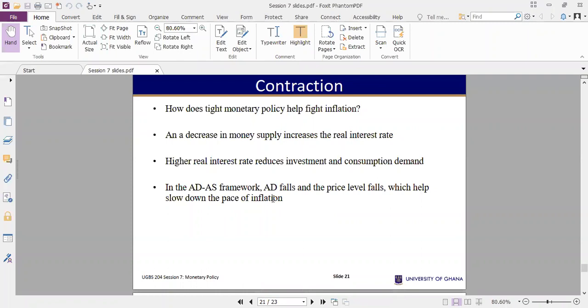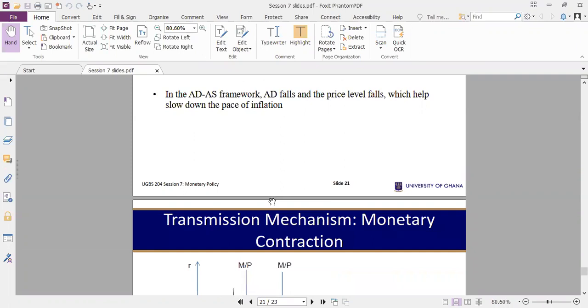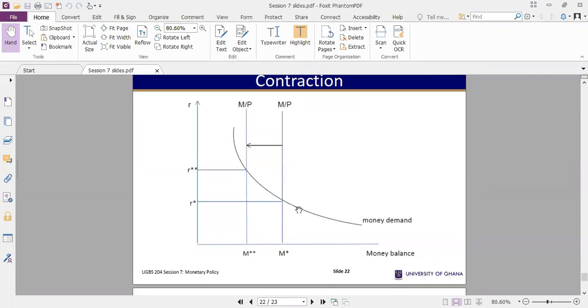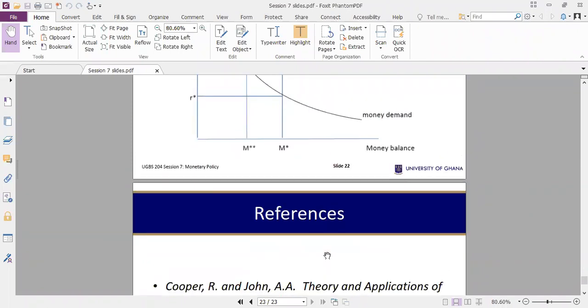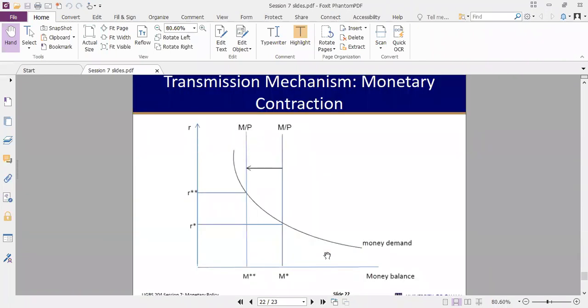And that is the whole idea about that. So that's what we just showed here. There was a decrease in money supply, which shifted the line here. So we would have R star star, or R2, where here was our initial equilibrium. So if this decreases, this interest rate will increase, money balance will also decrease, hence trying to reduce inflation in the market.